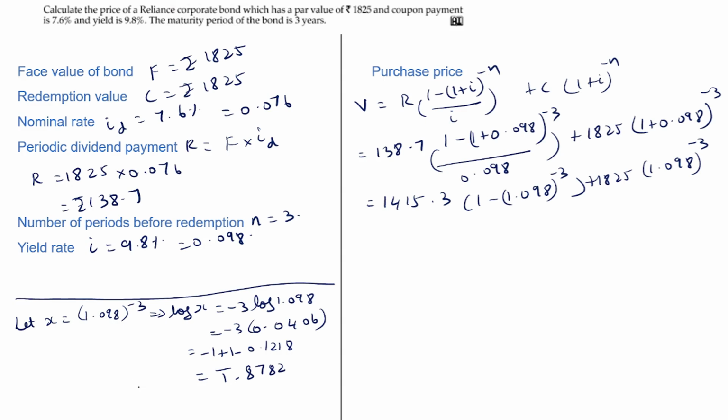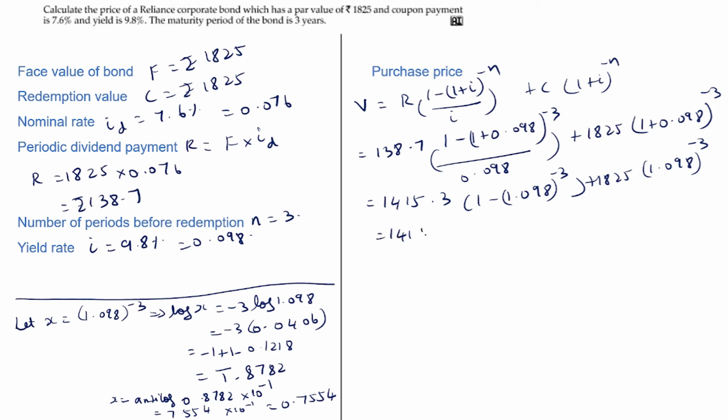which is 0.8782. So x will be anti-log of this bar 1.8782, or it is anti-log of 0.8782 into 10 raised to minus 1. The anti-log of 0.8782 is 7.554 into 10 raised to minus 1, it is 0.7554. So the value of 1.098 the whole raised to minus 3 is 0.7554.